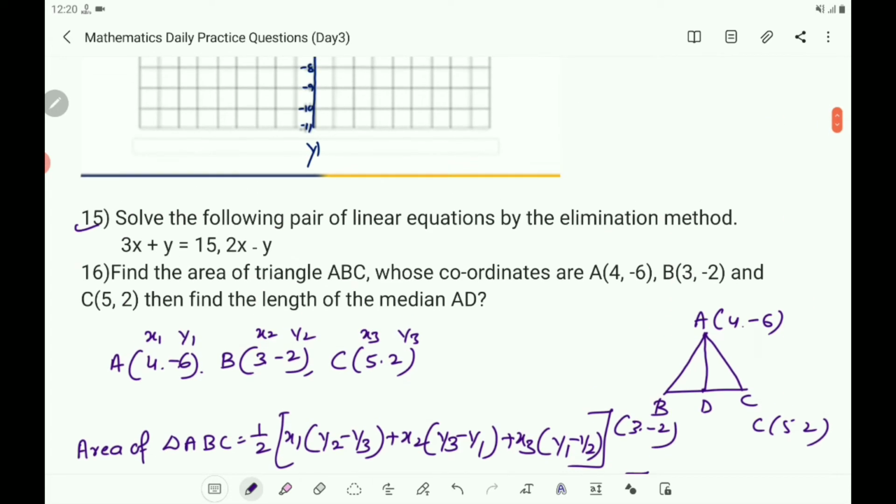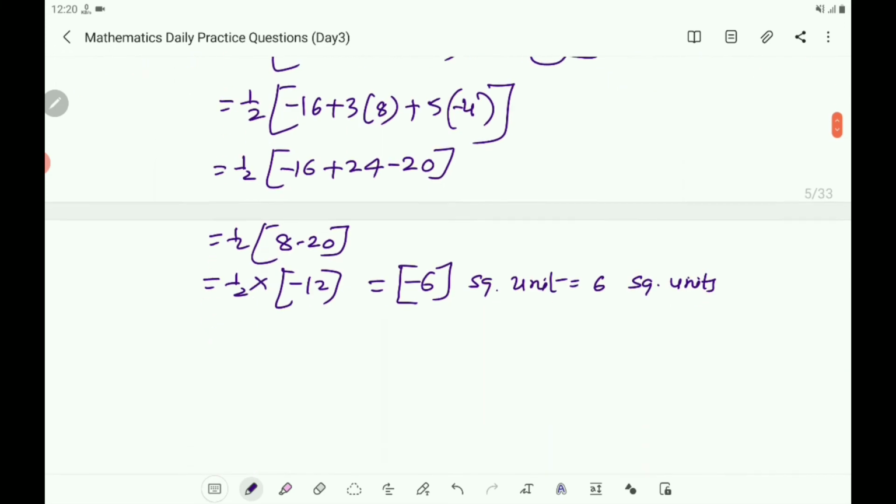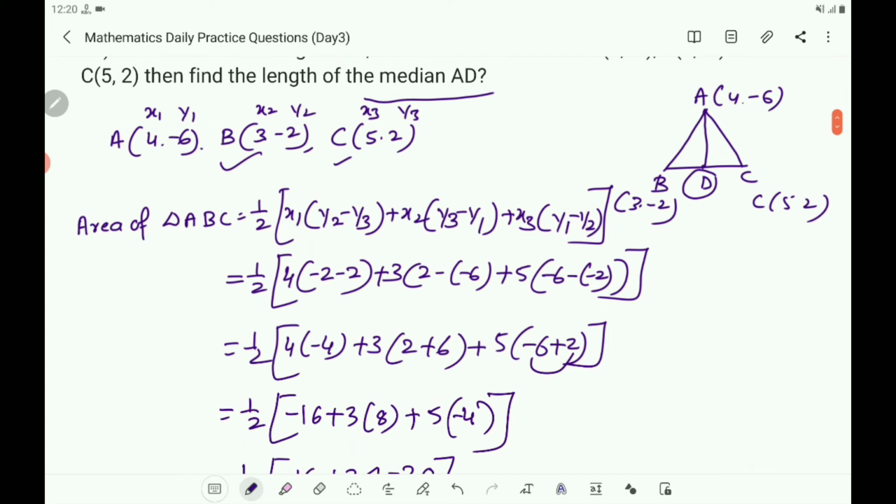In the next step, what do you have to find out? We have to find the length of the median. D is the midpoint of BC, so take the coordinates of the points B and C. What are the coordinates of the points B and C? We write B (3, -2) and C (5, 2). Take these as x1, y1 and x2, y2. Then use the midpoint formula, since D is the midpoint we have taken.